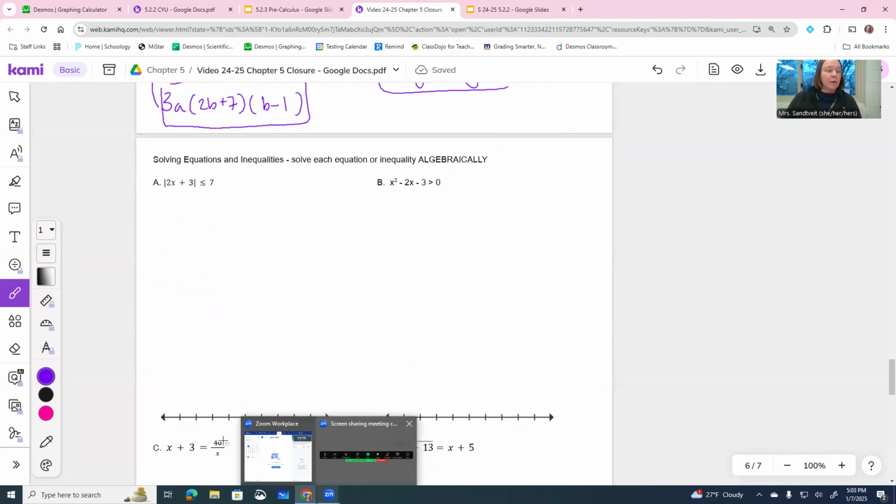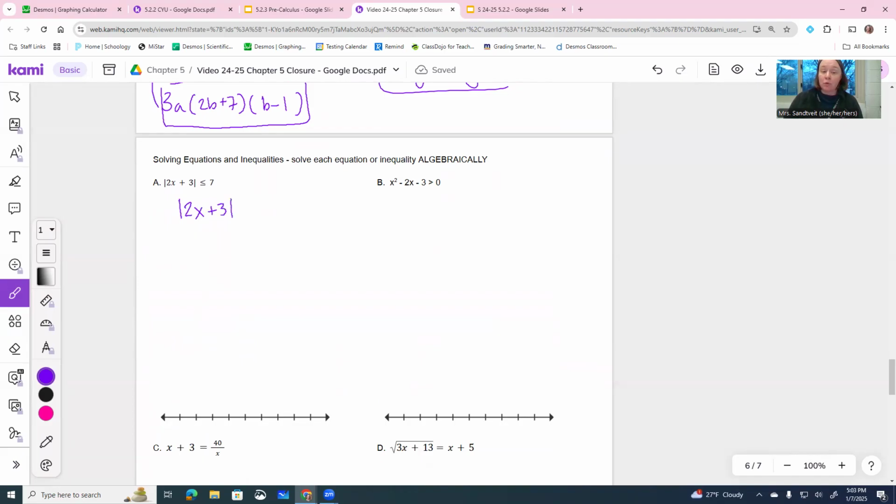All right, so then we have some solving absolute value equations and inequalities. So this is back from last chapter. It does say that you need to solve these algebraically, so not guessing and checking, solving algebraically. And the way we did this was we started just by solving for the boundary points as though it was an equation. So absolute value, right?